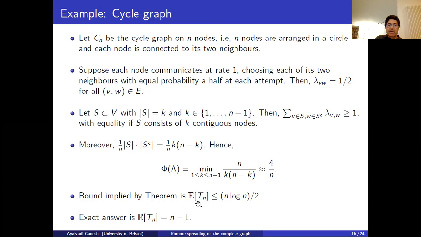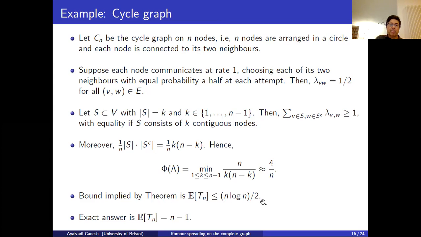And then the theorem tells us that the mean rumour spreading time is bounded by 2 log n divided by this quantity. And then if you rearrange that, you get n log n over 2. So that's the upper bound guaranteed by the theorem.